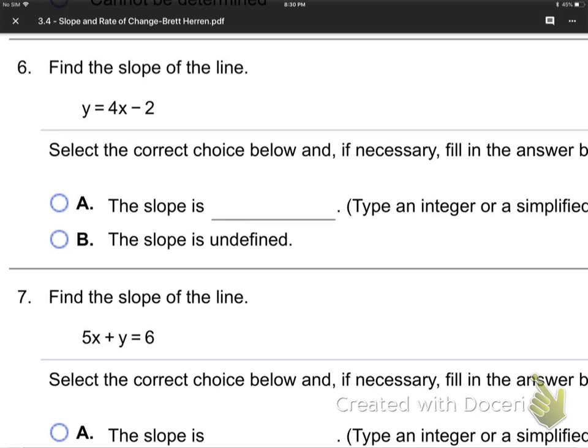Okay, so now find the slope of the line. So if we have y equals 4x minus 2, what's the slope of that line?